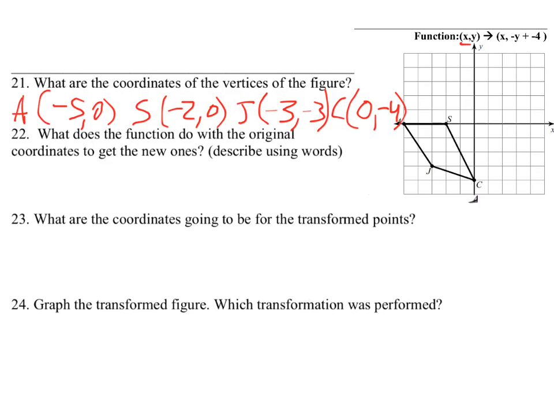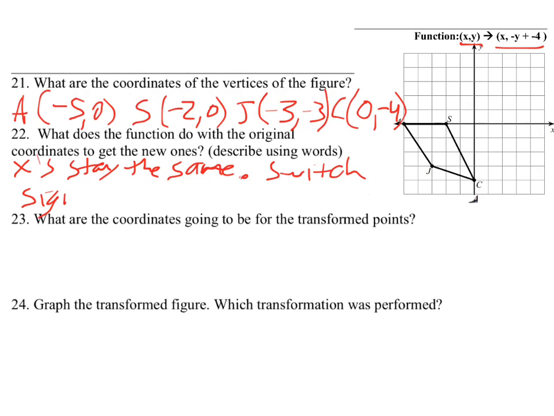What does the function do? Well, it's looking like xy goes to x, negative y plus negative 4. So we're going to just start with x's stay the same. Switch the sign on y and add negative 4. So that'll give you the new y value there.